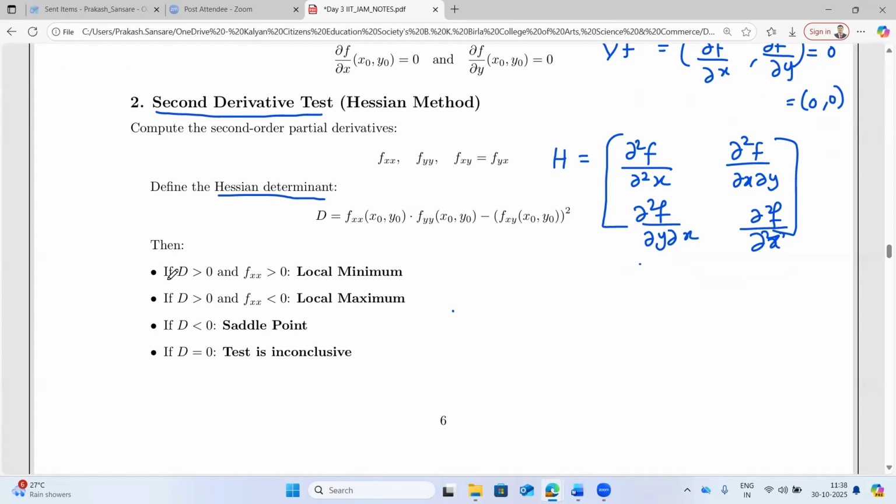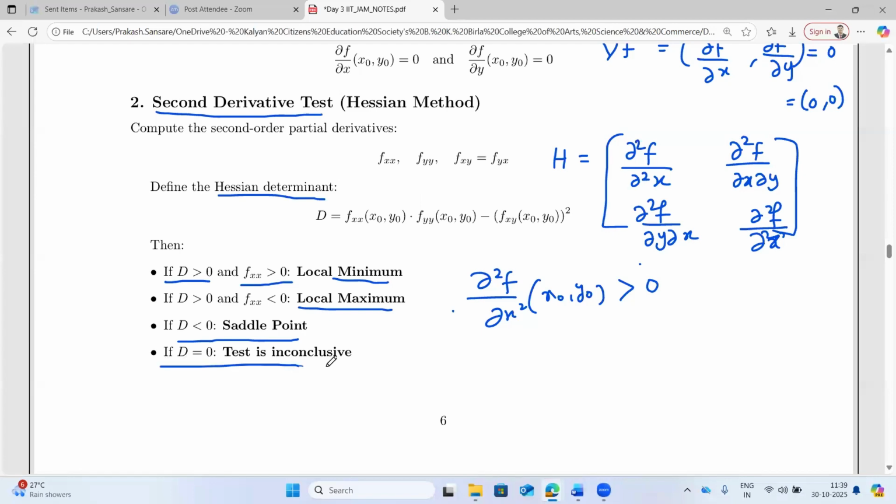If the determinant D is strictly greater than 0 and fxx is greater than 0, then it is called a local minima, right? Fxx means dou 2f upon dou x square, which should be evaluated at x naught comma y naught. This should be greater than 0. And similarly, if D is greater than 0 and fxx is less than 0, then it is a local maxima. And if D is less than 0, then it is a saddle point. And if D is equal to 0, the test is inconclusive.